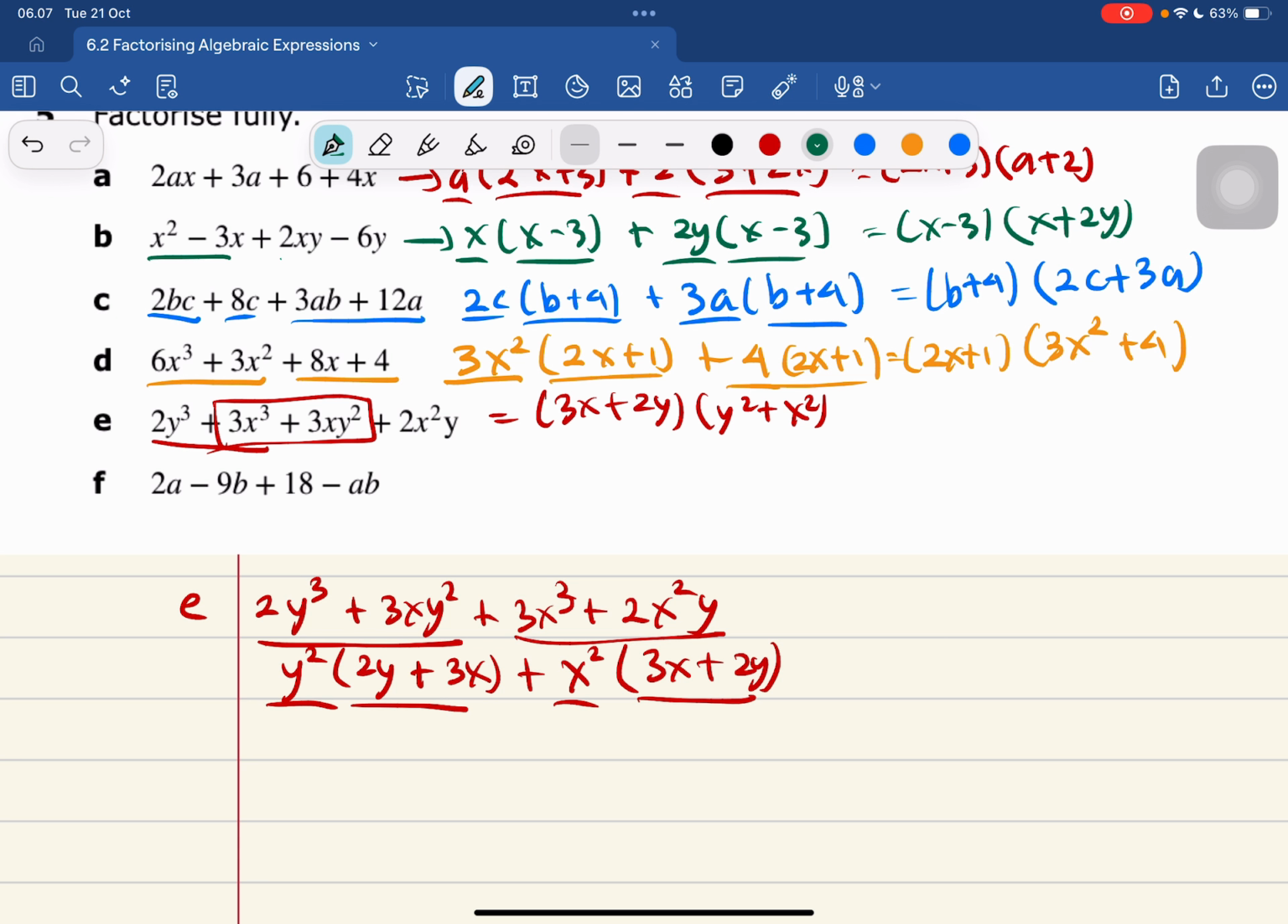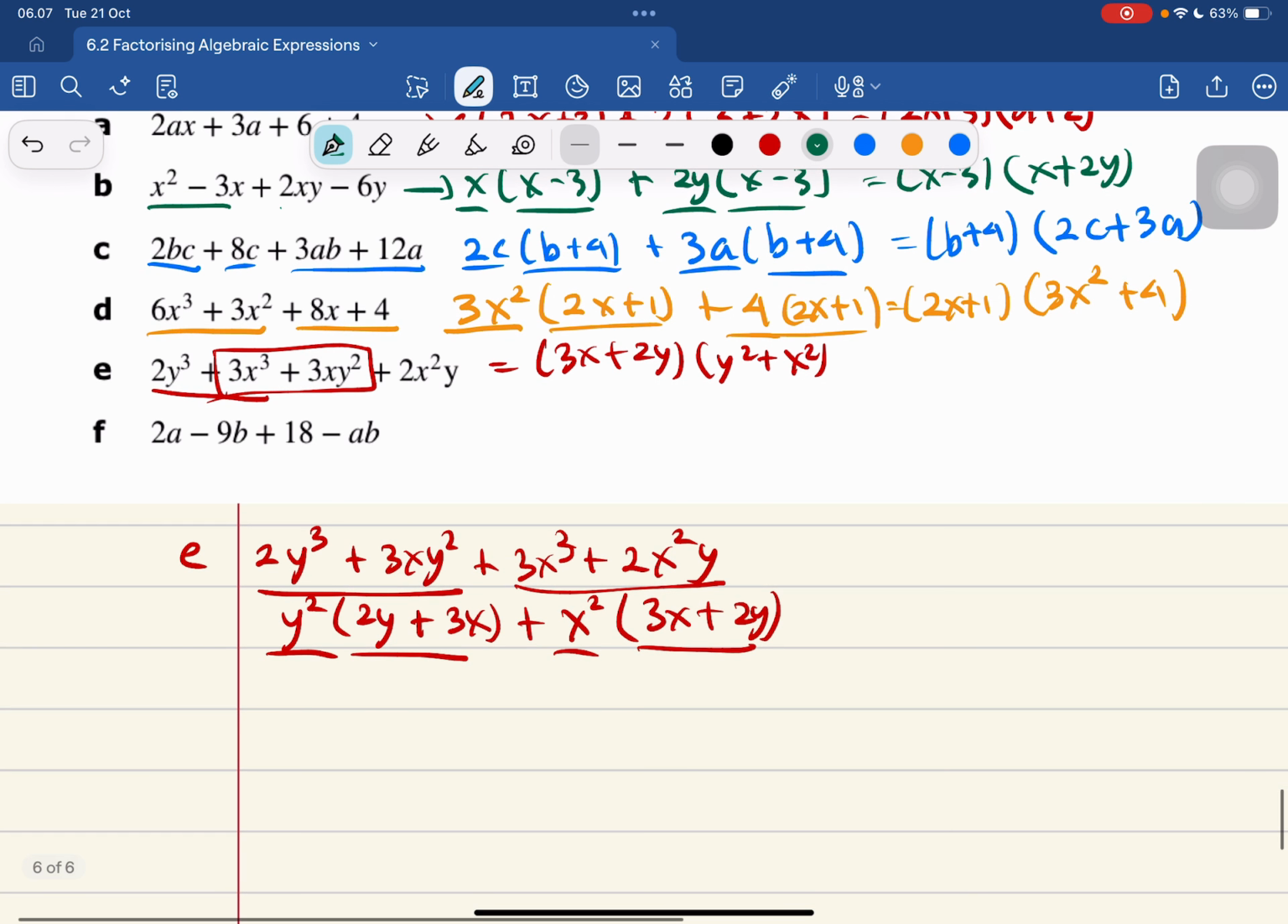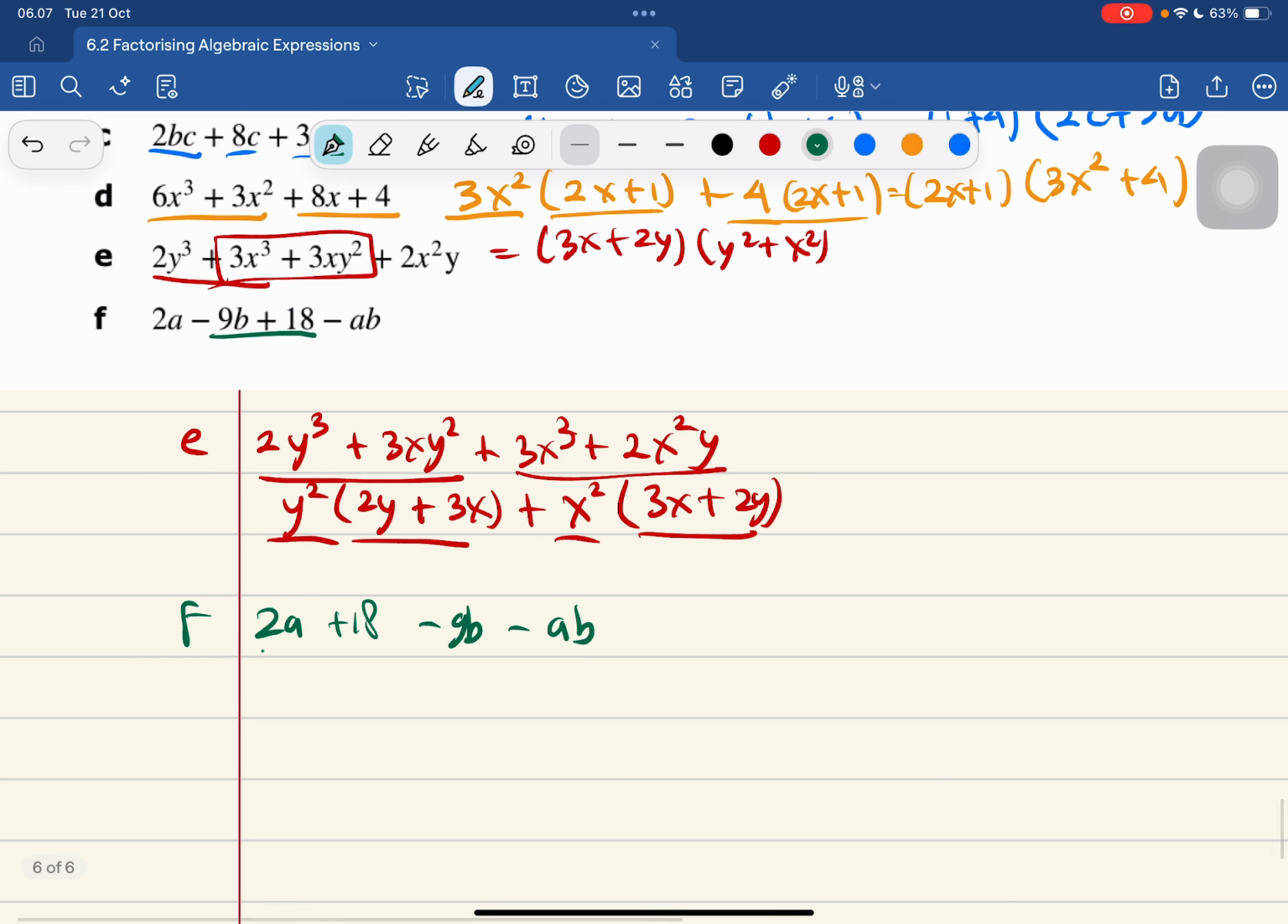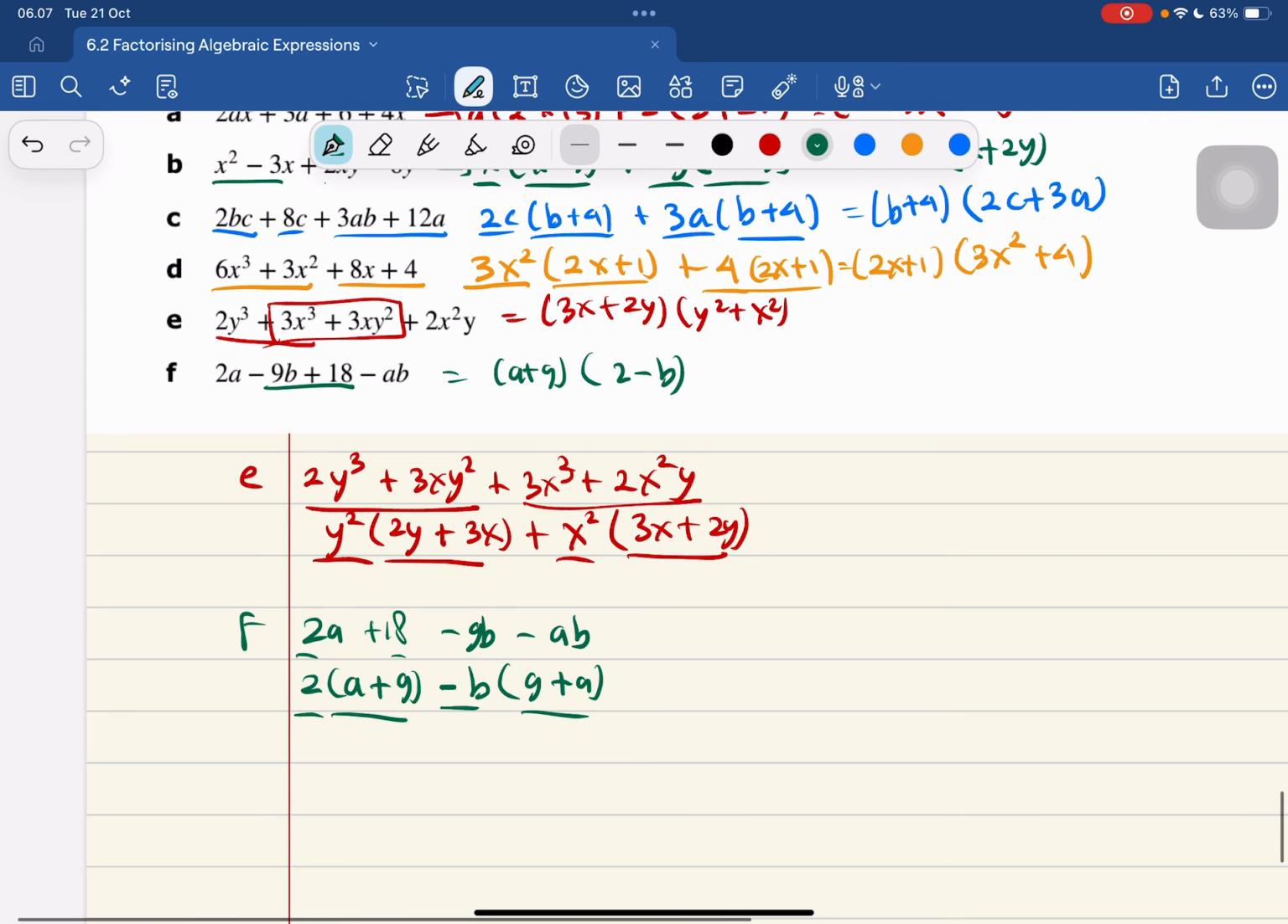Next, 2a, 9b, no common factor, so let's swap. That is 2a plus 18 minus 9b minus ab. Okay, the common factor is 2, so this is a plus 9, and then take out negative here. So this is b, and then 9 plus a. Okay, we got the common is a plus 9, and then multiplied by 2 minus b. Okay, there it is. Thank you.